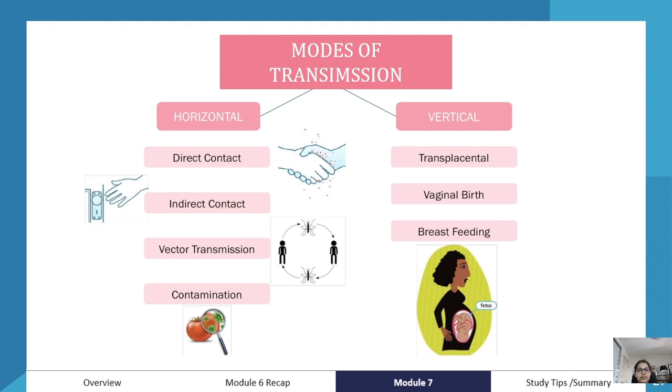Then we've got the vertical mode of transmission, and that includes transplacental transmission, vaginal birth, and also breastfeeding. So for example, with breastfeeding, if the mother has any pathogens, they can be transmitted to the child. Same thing with vaginal birth and also transplacental transmission.